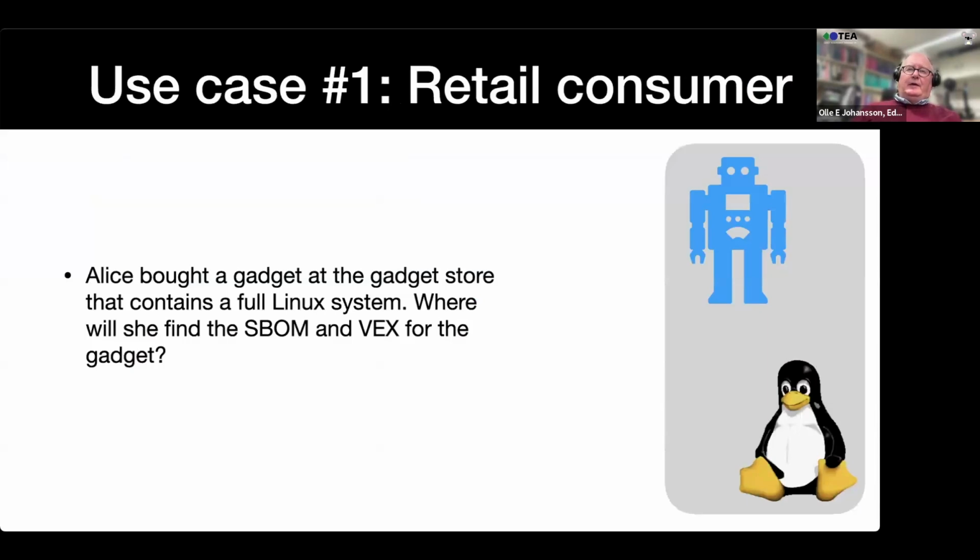The use cases we looked into are all available in our document on our GitHub repo. But let's consider a few of them. We have a retail customer. Alice bought a gadget in the gadget store, and the gadget contains a full Linux system. Where can she find the SBOM and the VEX files and updates for the gadget?